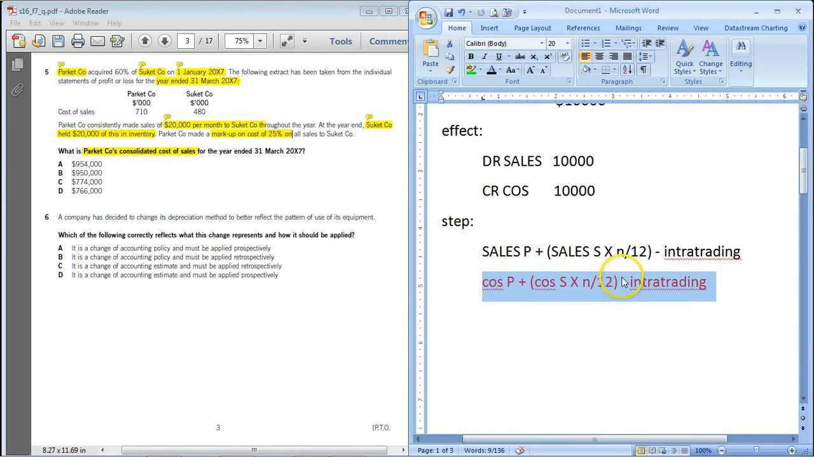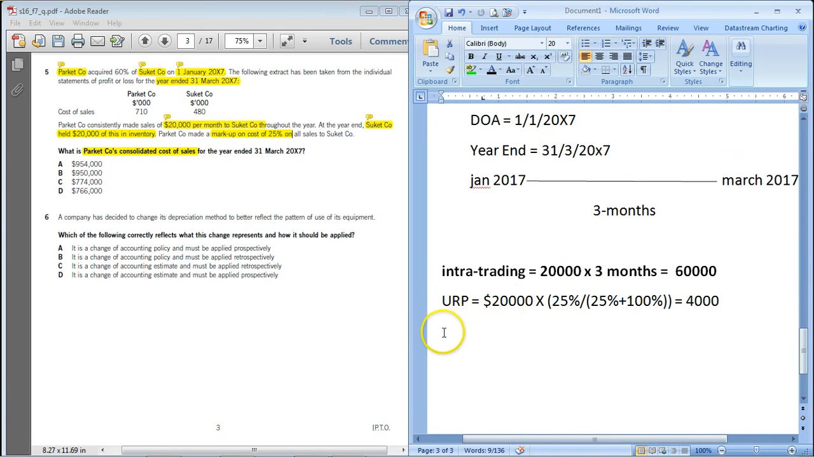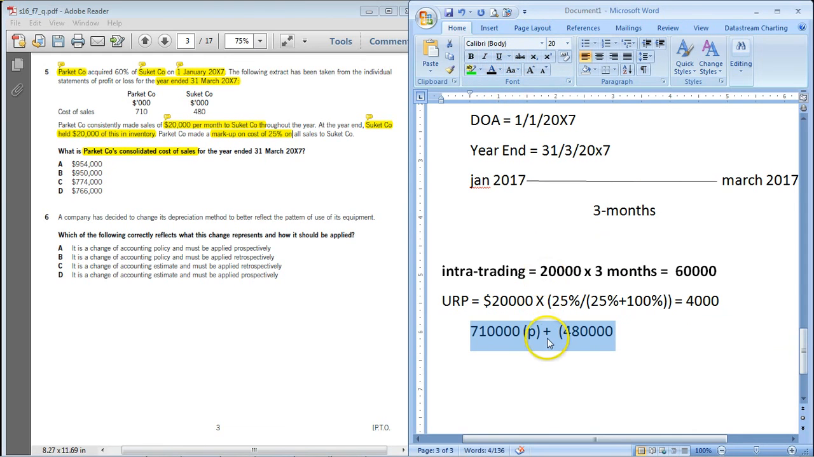480 times 3 over 12, because you only acquired 3 months only. So how to calculate? 710 parent, you plus 480. Can you do that? No, because it's a 1 year basis. So you have to times with 3 over 12 for your subsidiary. This is the consolidation method. You plus parent amount plus subsidiary amount, but you have to see whether you have to apportion it or not, because you can only consolidate after the date you acquired until the end of the year.